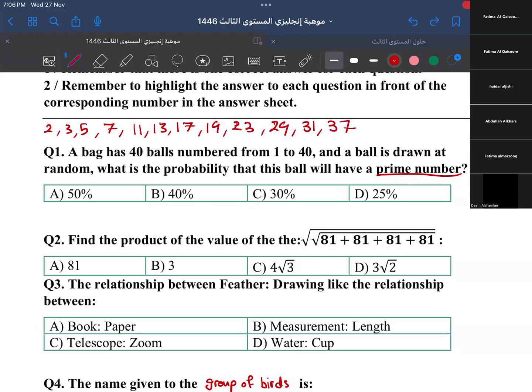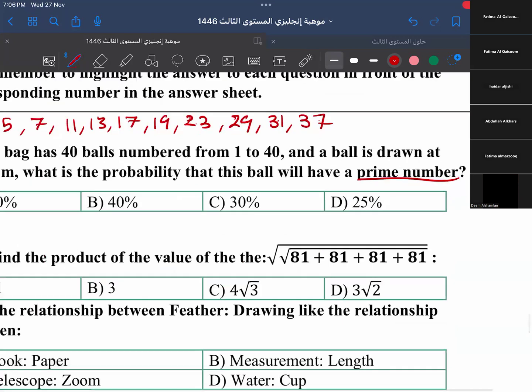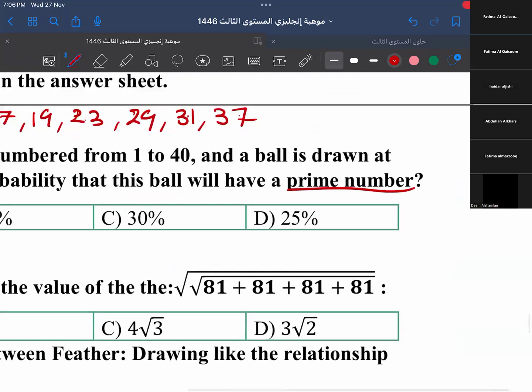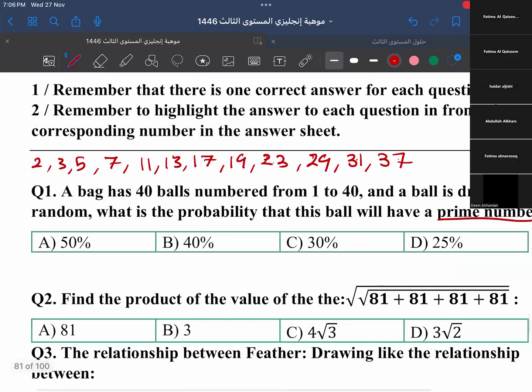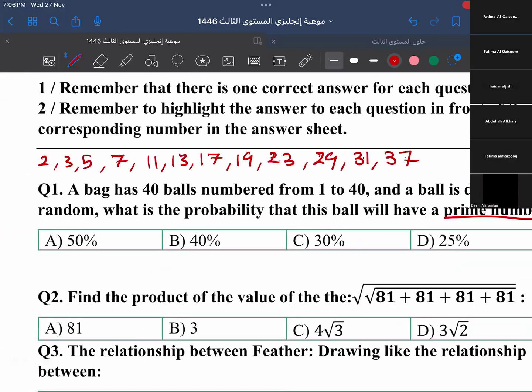37, yes. Okay, so they are 1, 2, 3, 4, 5, 6, 7, 8, 9, 10, 11, and 12. So they are 12 numbers. Okay, excellent. Which number is not prime? 21. Yes, we can divide 21 by 3, and we can divide it by 7 also. So 21 is not a prime number. That's 12.